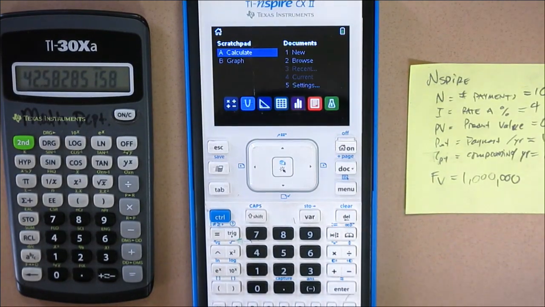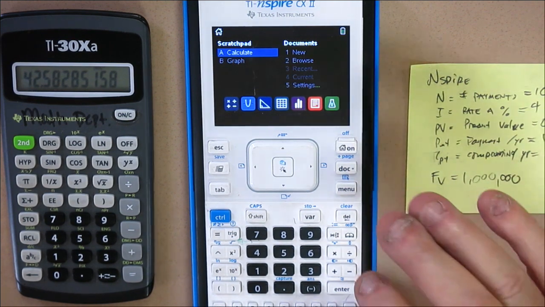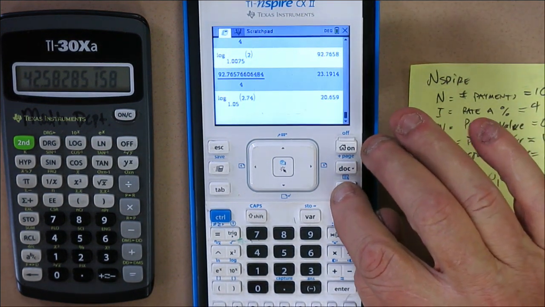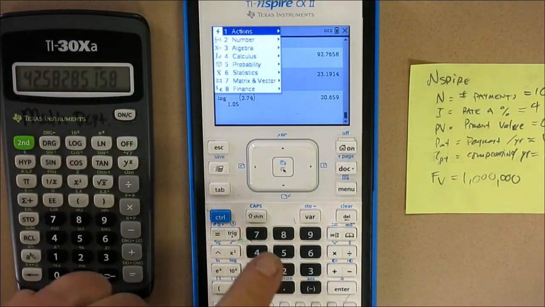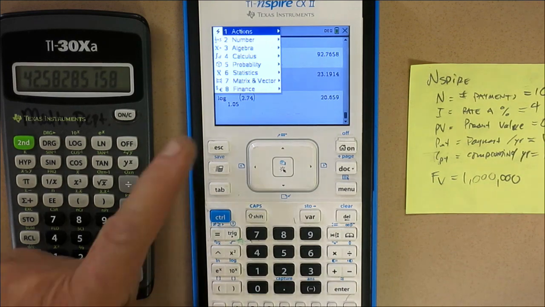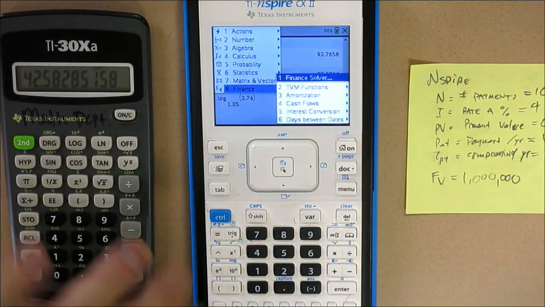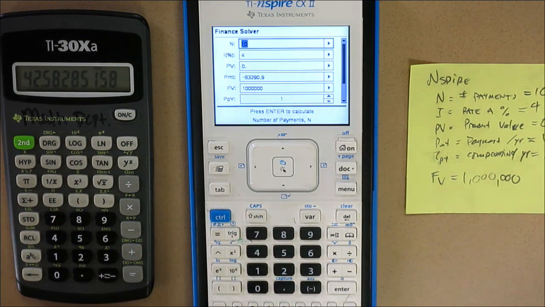All right, so I'm going to use my TI-Nspire to find the yearly payment we need to throw in the account so that after 10 years, we have $1 million in there. So my first thing is I'm going to calculate. Now I need to go into the menus, and you'll notice that all the menus have numbers, so you can use those numbers on the keypad to access the menu. So 8 is finance, which is where I want to go. And then I want to use the finance solver, which is 1, so I'm just going to press 1. And here I am in the solver.